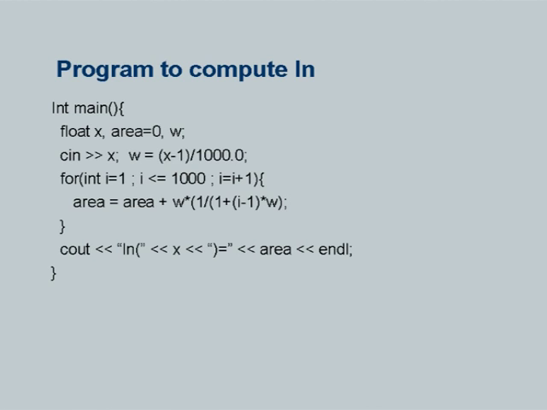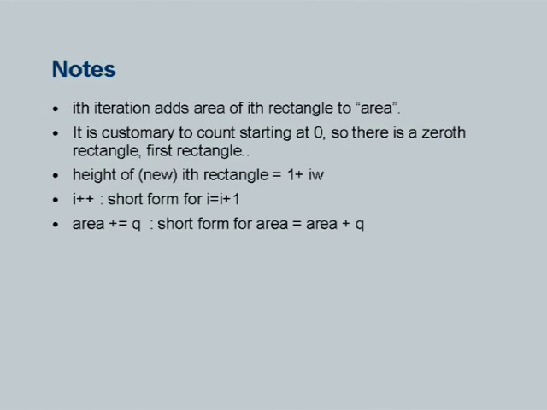This is an example of a program to compute logarithm. You can actually go back, because these slides will be put up on the net, so you can look at those slides. And now if you re-examine the original program which we had seen, you will probably be able to understand it better. This is a small explanation. The ith iteration adds the area of the ith rectangle.